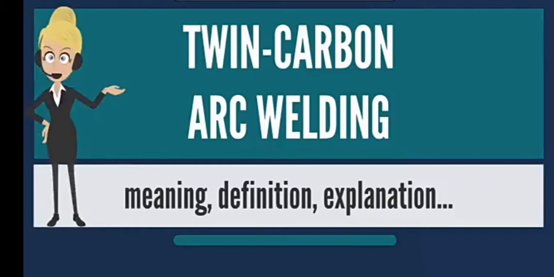Arc welding. In twin carbon arc welding, the arc is maintained between two carbon electrodes held in a special holder. Current is switched on, and by operating the mechanism of arc length adjustment, the two electrodes are brought closer. The two electrodes touch momentarily, then separate, and thus an arc is established.